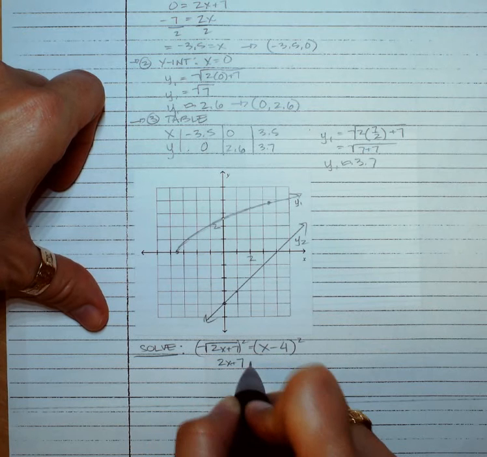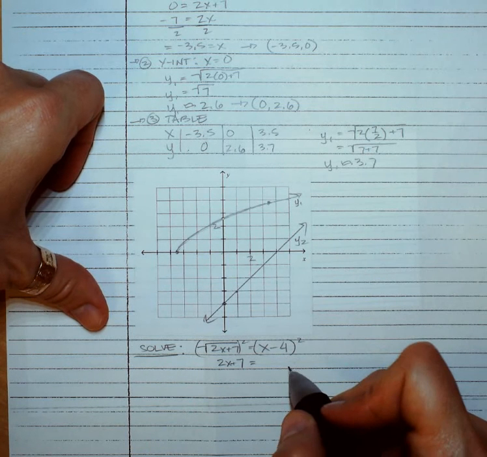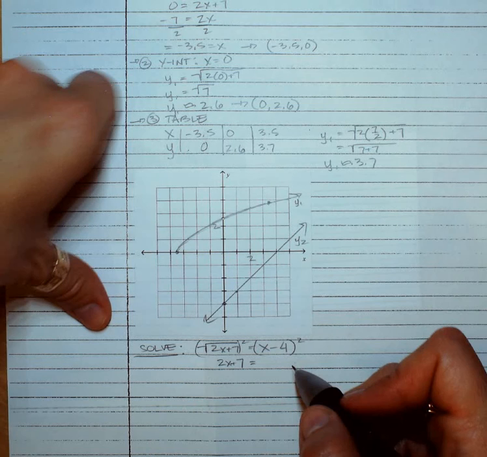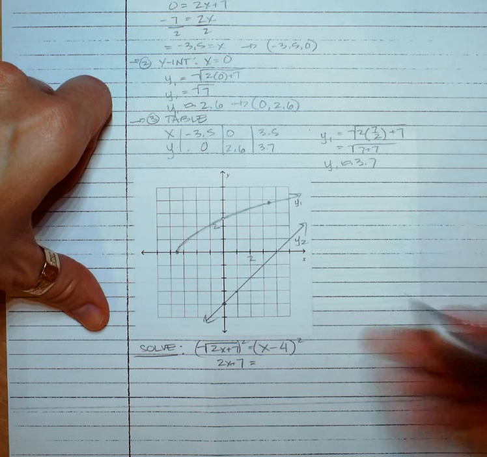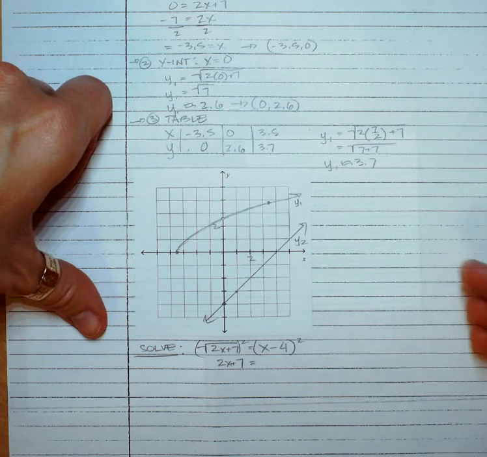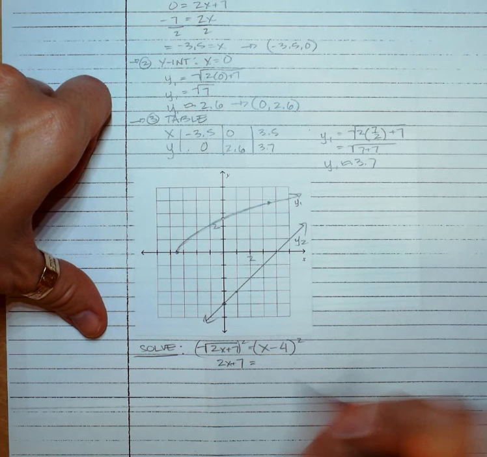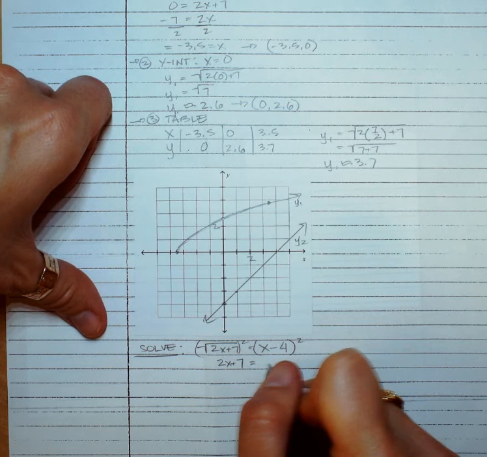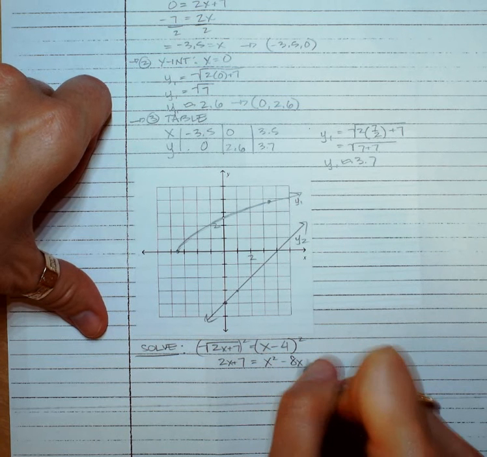However, the right side is a binomial, and when I square it, I can either FOIL it, or use a Punnett square in the area model, or I can use my shortcut. So I'm probably going to use that. So x minus 4 squared should be x squared minus 8x plus 16.